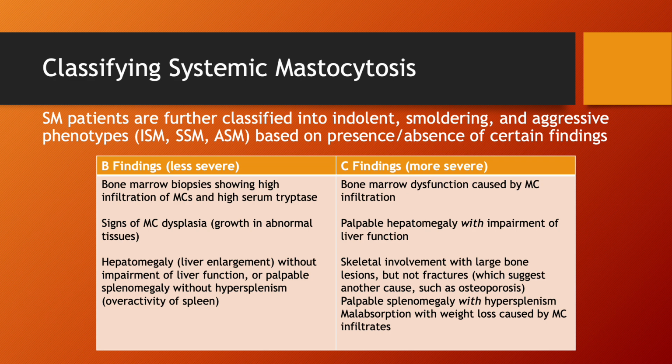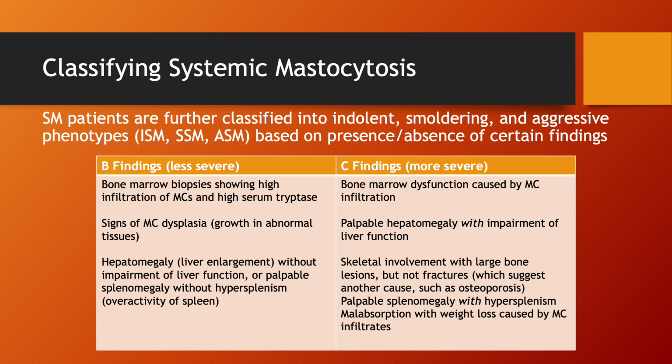So the B findings are going to be bone marrow biopsies, extremely painful, by the way, that show high infiltration of mast cells and high serum tryptase. You can also have mast cell dysplasia, which is mast cells that are growing in tissues they don't normally grow in. And you can also have hepatomegaly that doesn't have signs of liver dysfunction. Or you could have palpable splenomegaly without any signs of hypersplenism. So really this last criterion is saying that they're physically enlarged, but the function is not entirely gone yet.